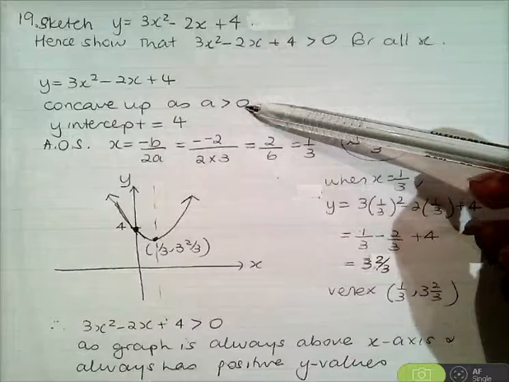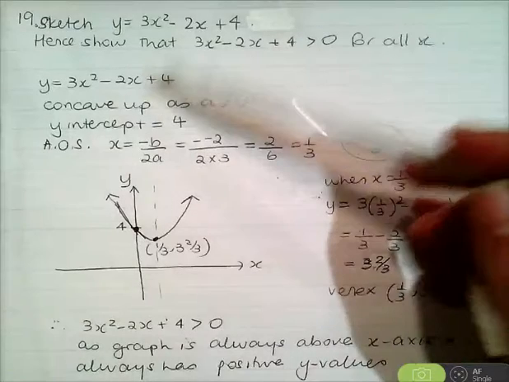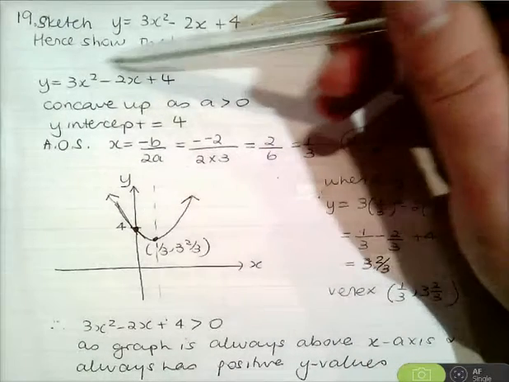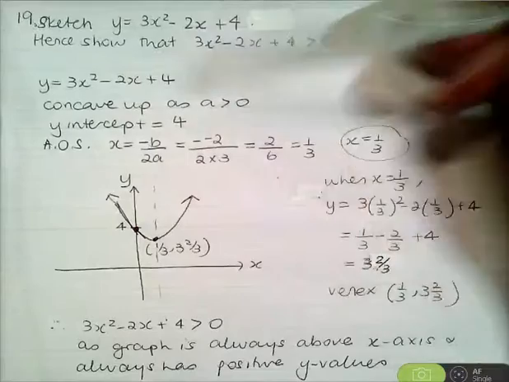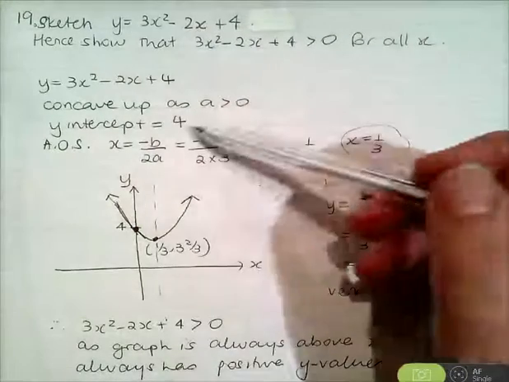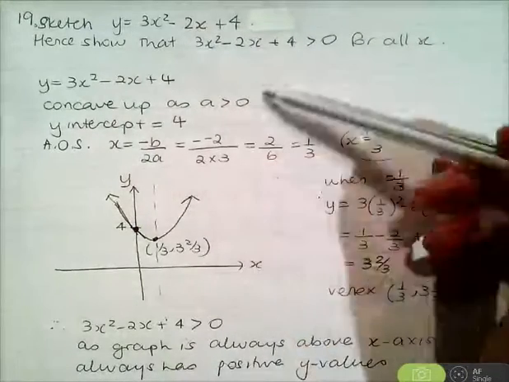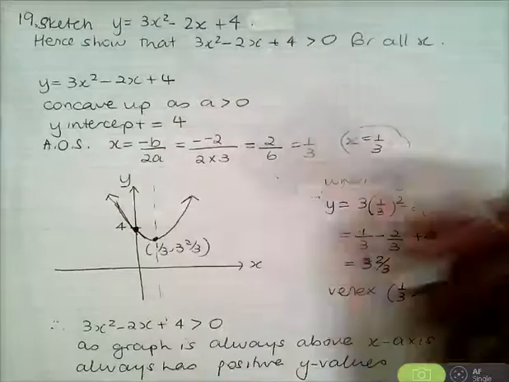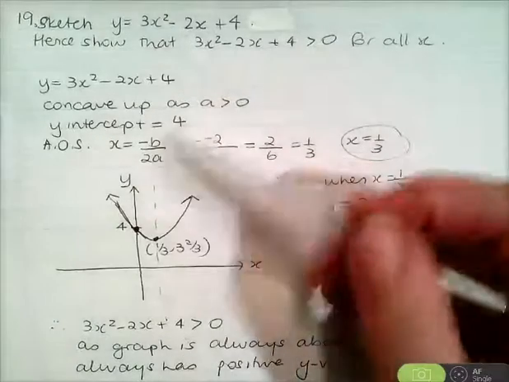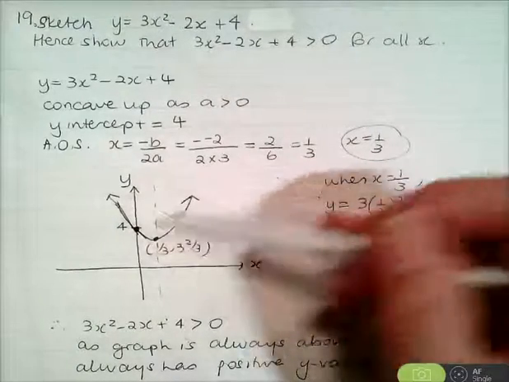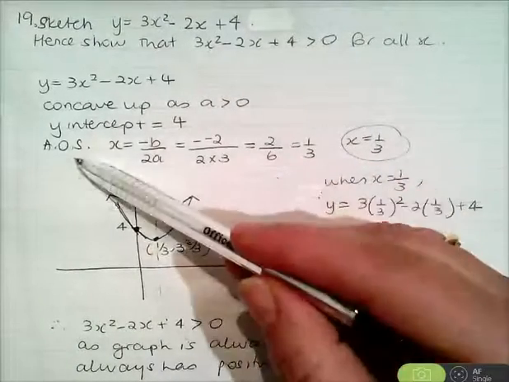Also, we can find the y-intercept by substituting x equals 0, and if we put x equals 0 there, we get that the y-intercept is 4. So we're painting a little bit of a picture here. We know that the parabola is concave up, okay, it's upwards, and the y-intercept is 4. You are not able to draw it at the moment because you don't know where the axis of symmetry is.